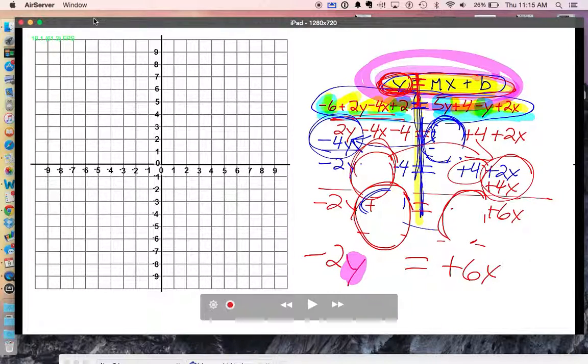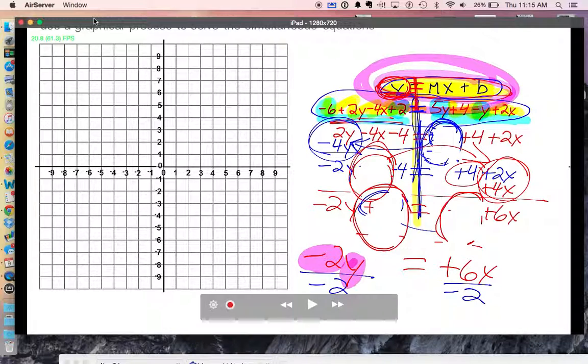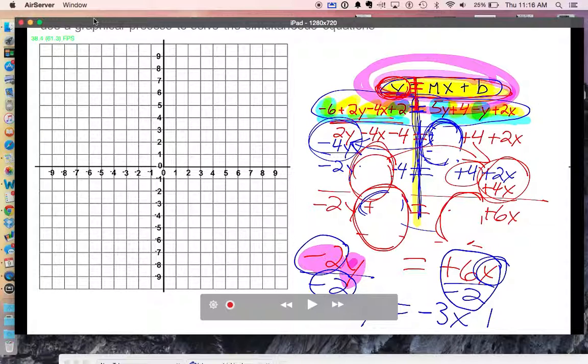I want to get y all by itself. This is y times -2. So to get rid of the -2, I do the opposite. The opposite of multiplying by -2 is dividing by -2. Whatever I do to one side, I have to do to the other. -2 divided by -2 is a positive y. -6 divided by -2 is -3, and I also have my x. So now I have y equals -3x, and if I wanted to write +0, I could.